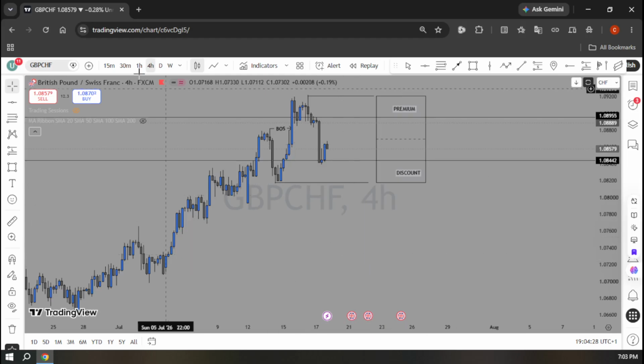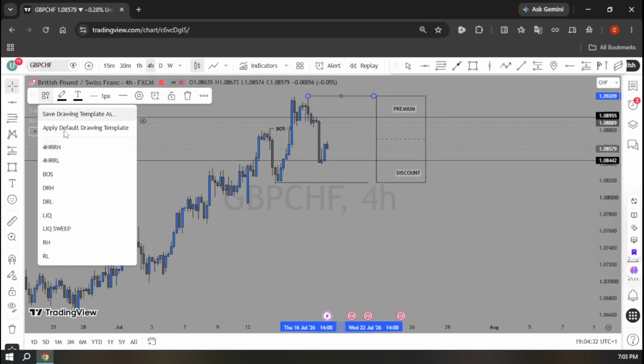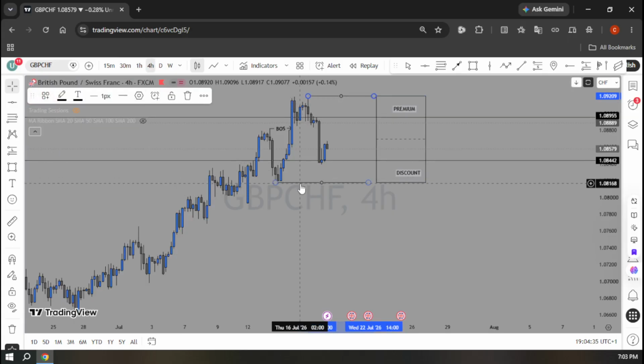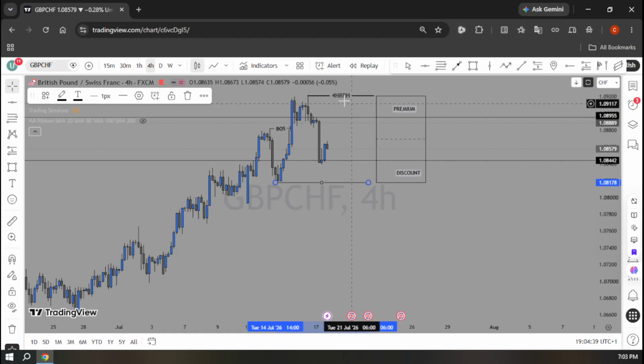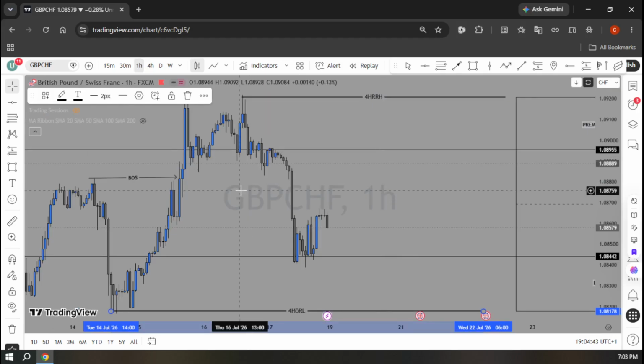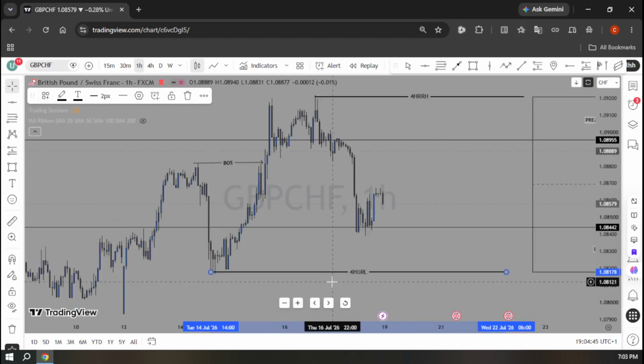So what do I have currently now? Permit me to label this. Our 4-hour range high and our 4-hour range low. So moving to the 1-hour time frame, this is what we have. This is an intraday setup.